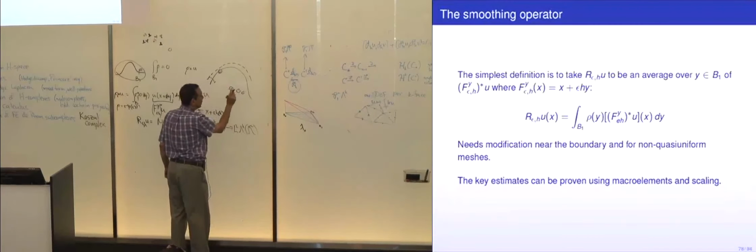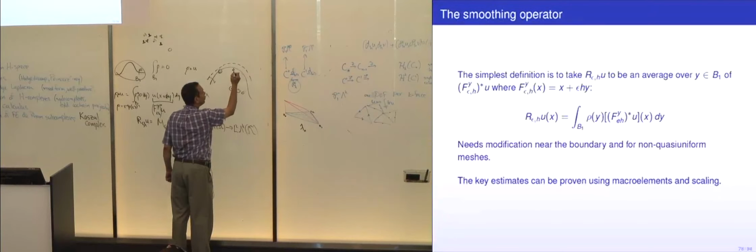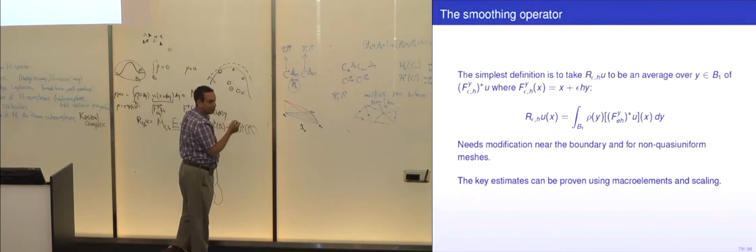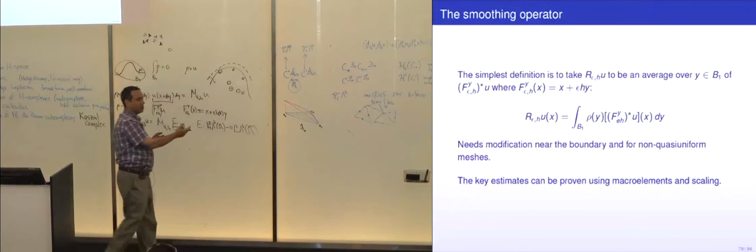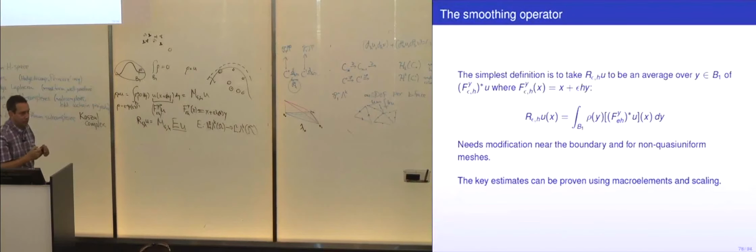So you could make the ball you take depend on the point, and as you get close to the boundary, you make sure it's on this side of the boundary, and then in the middle it would be pretty much centered. It's possible to do that. And then it's possible to modify it for Dirichlet boundary conditions and stuff like that.